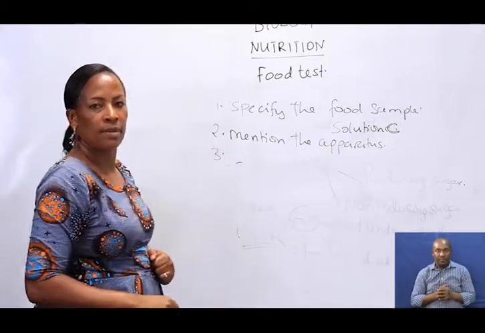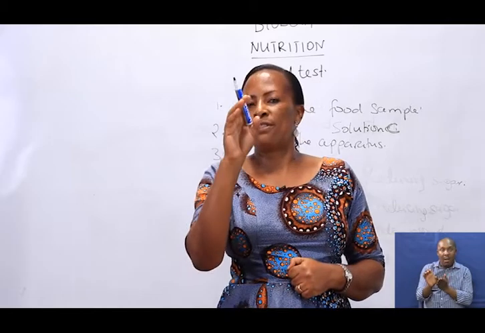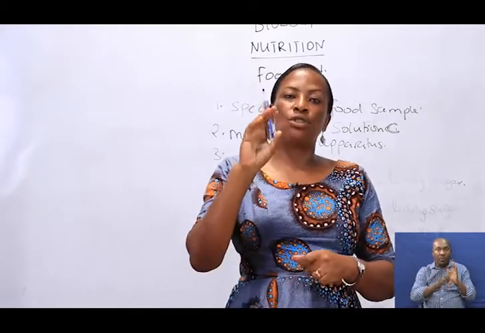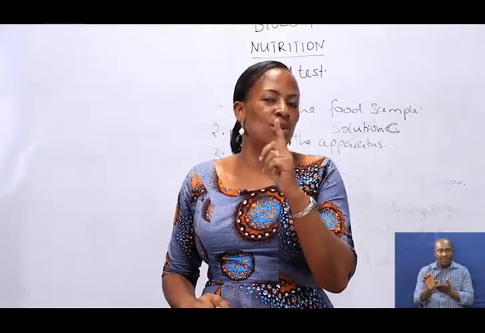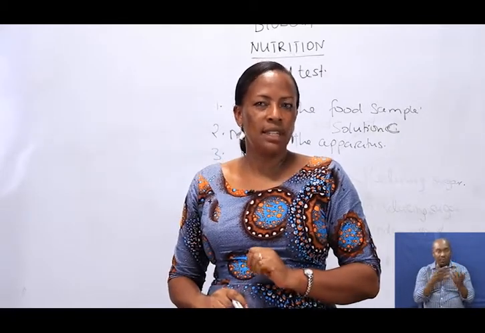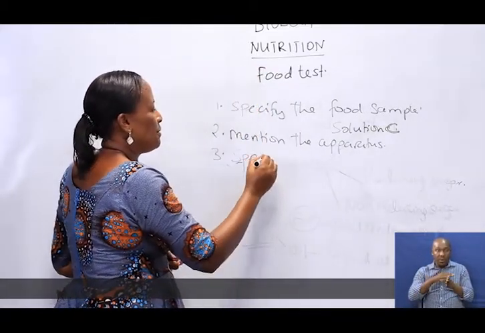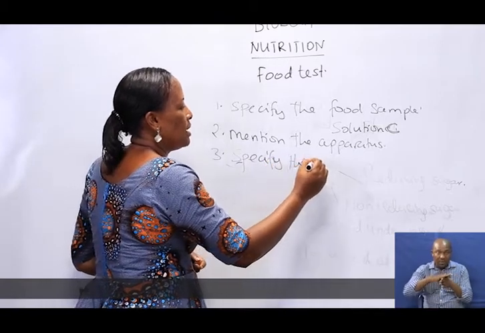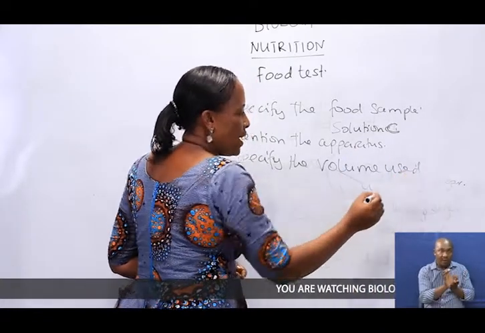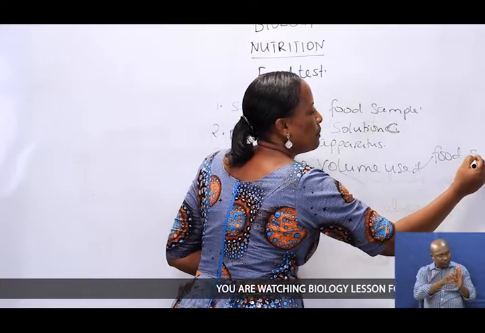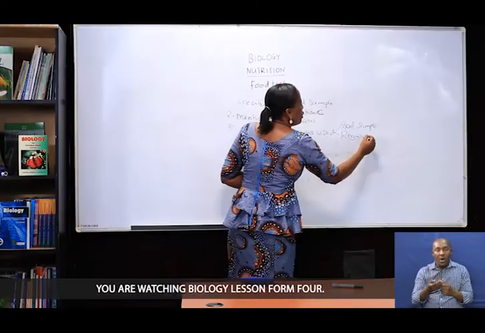Number 3, specify volume. Volume of what? Specify the volume of the food sample, the volume of solution C in our case. And it is recommended to use 2 centimeters cubed. Specify the volume used. Volume of what? Volume of either the food sample and the volume of reagent or chemicals.